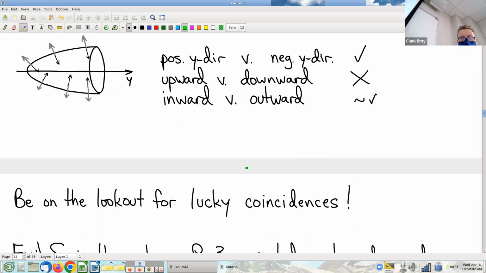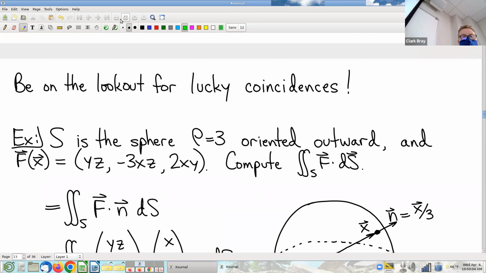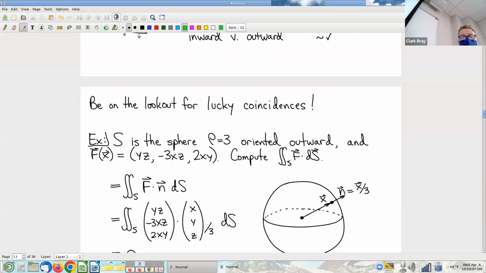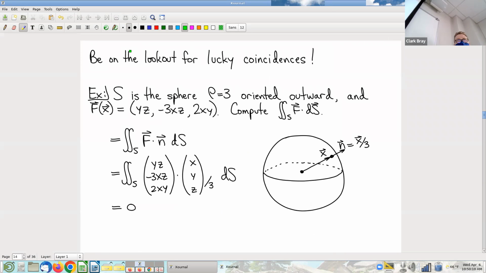Okay, so moving along. Sometimes you get lucky. You want to make sure to resist the urge, every time you find yourself looking at a flux integral to compute, to always parameterize and plug and chug. Sometimes there's good news out there, and stuff just works out and life is good. So here's an example. I've got a sphere here. This is a sphere of radius 3. You see it's oriented outward, and I've got a vector field given, and I want to compute a flux.